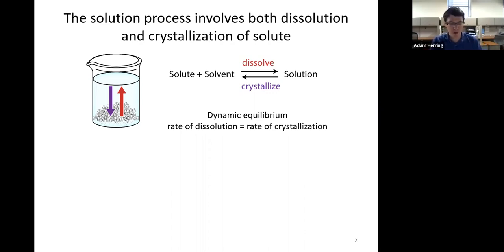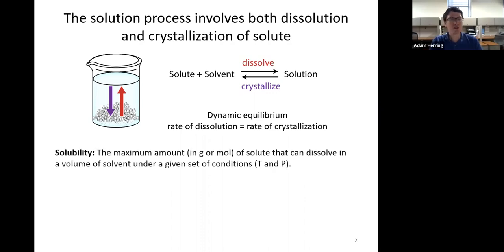the solute reforms. The solubility of a substance is the maximum amount, typically expressed in terms of grams or moles, of a solute that can dissolve in a given volume of solvent or a given mass of solvent under a certain set of conditions. Typically, we're looking at the temperature and or the pressure.